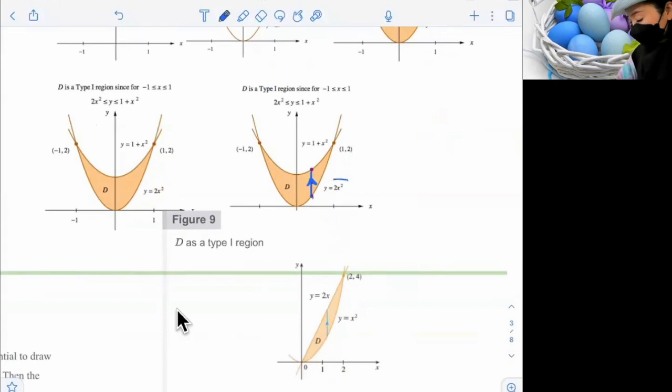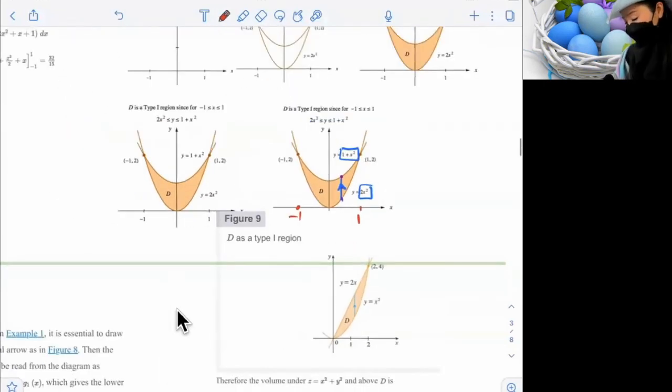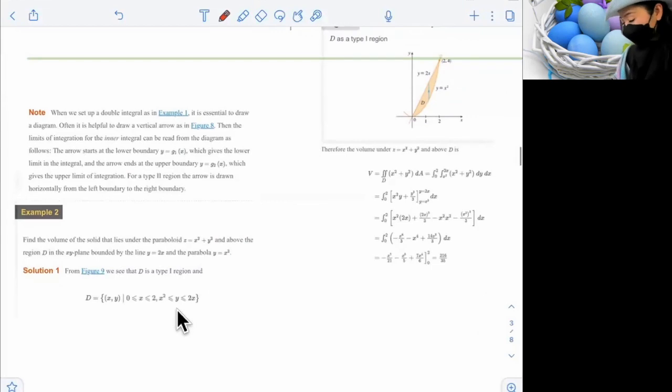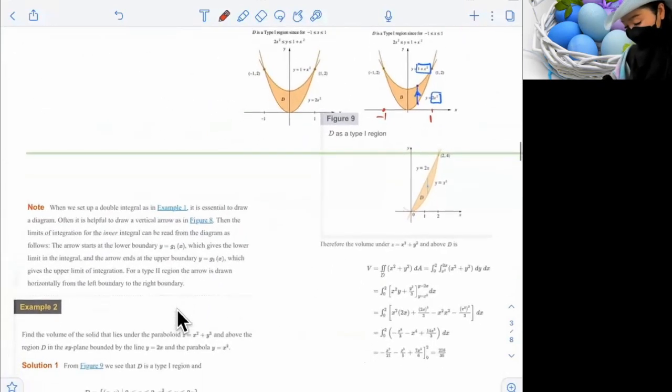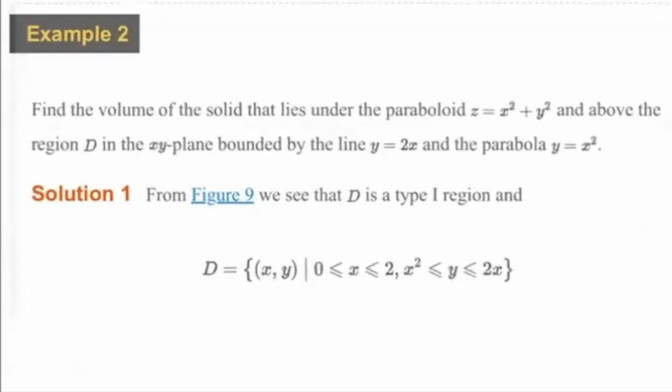Then you know y here goes from this to this. Okay, and then you can also see the x here goes from -1 to 1. So this is the type 1 region. Question here so far? So the diagram actually will be helpful. All right, so let's do the second example.